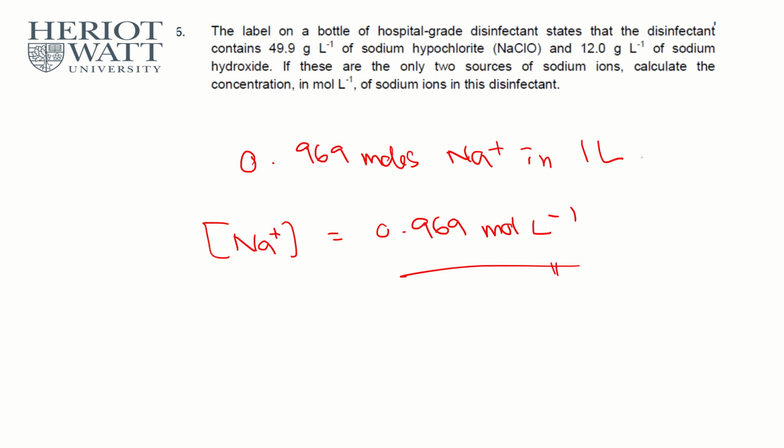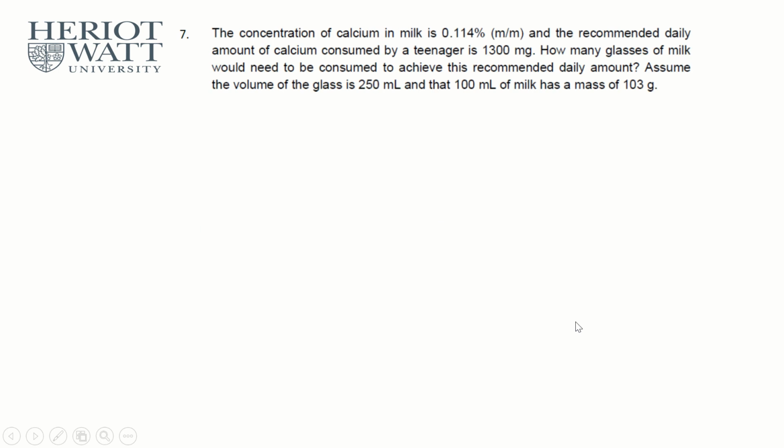Again, 0.969 is just 3 significant figures. If you get something different, but not far from it, it should be fine. Check the method rather than the final answer sometimes. Okay, as long as it's not far away from it. If it is too far, all right, then might be something wrong, right? Number 7.